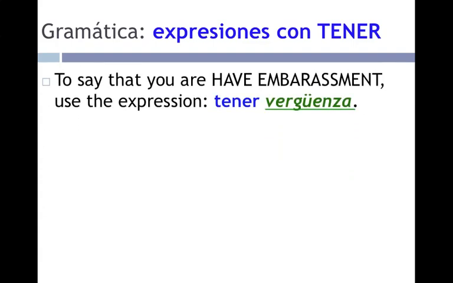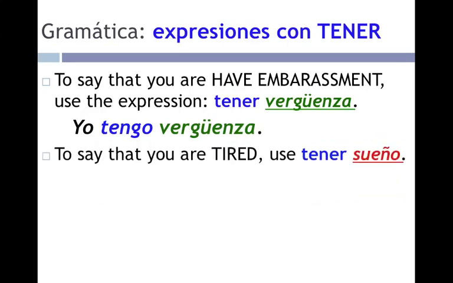To say that you have embarrassment, use the expression tener vergüenza. Repitan, yo tengo vergüenza. To say that you are tired, use tener sueño. Repitan, él tiene sueño.